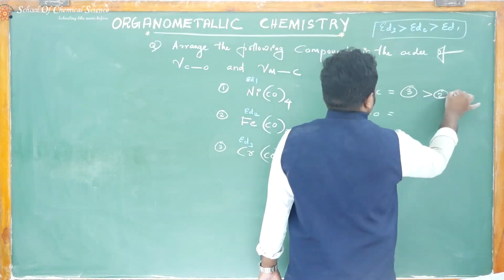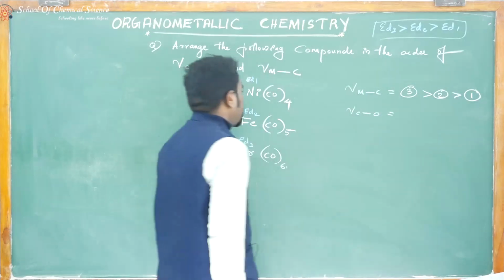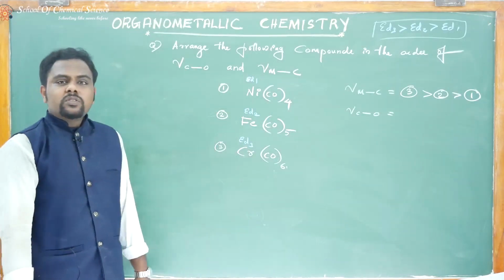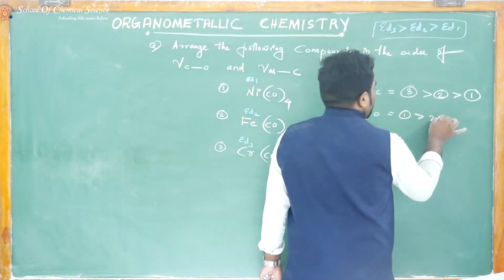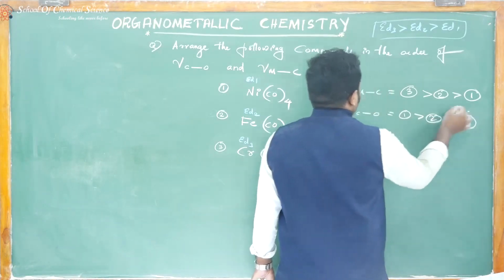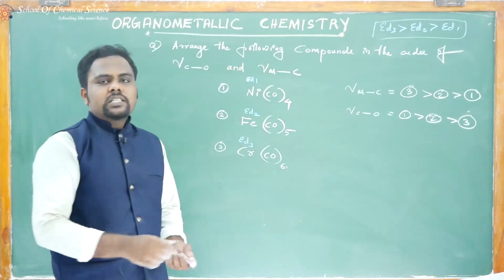3 greater than 2 greater than 1. That is the order of nu MC. Then what is the order of nu CO? Exactly the opposite order: 1 greater than 2 greater than 3. So nu MC and nu CO are inversely proportional.